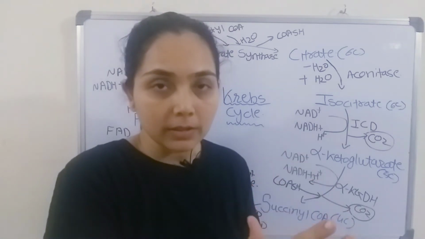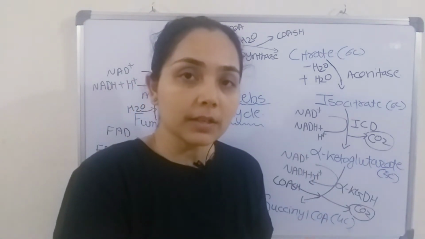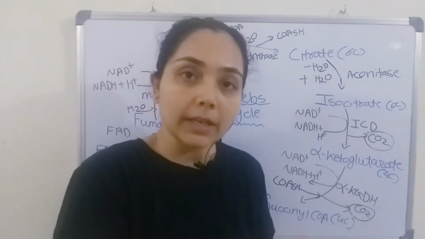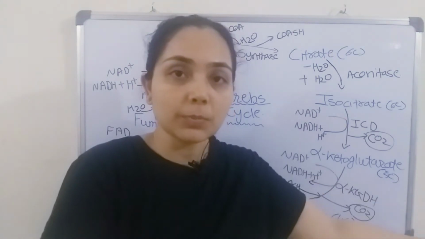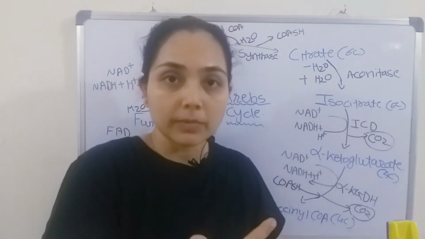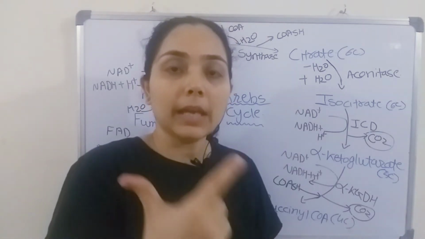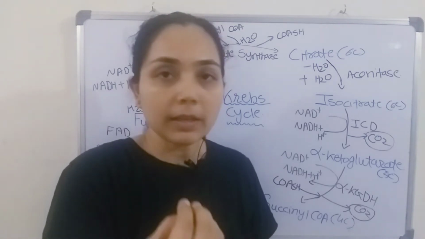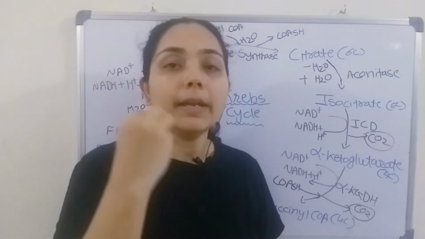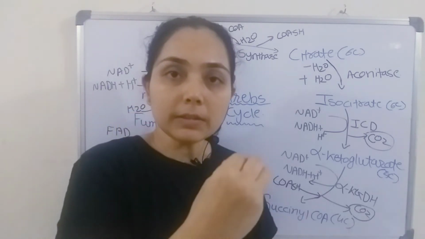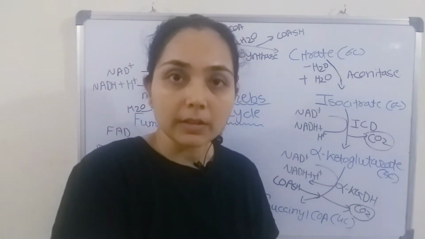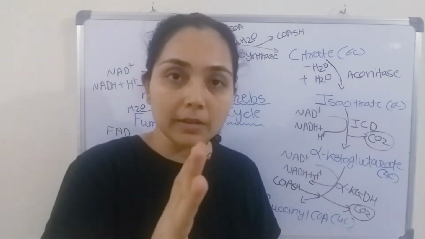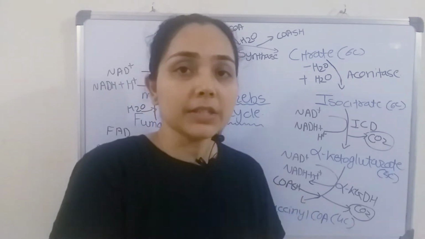Energy status of the cell. So what will determine the energy status? ATP, NADH. How NADH? Because NADH will enter into the electron transport chain, and from 1 NADH we will get 3 ATP, right? So ATP and NADH are the compounds which determine the energy status of the cell. And if there is a large amount of ATP and NADH, that means the energy status of the cell is high and the cell is in a rich energy state.